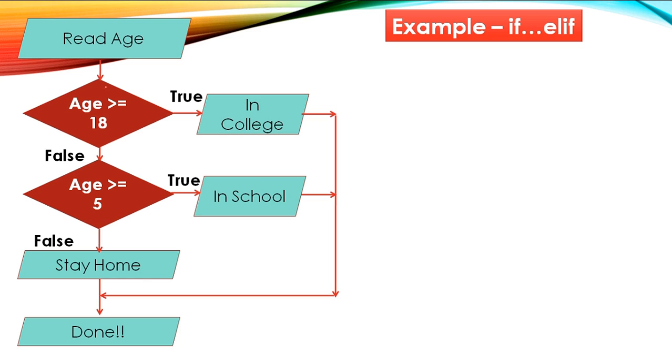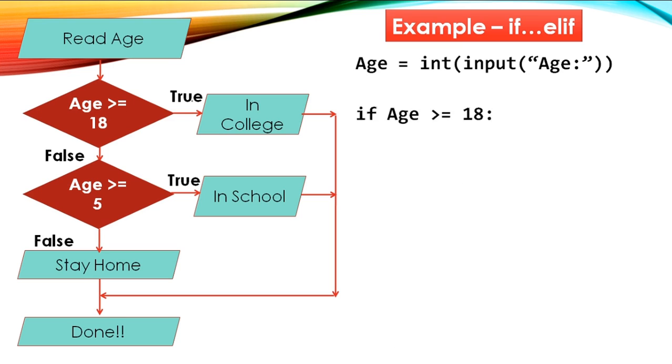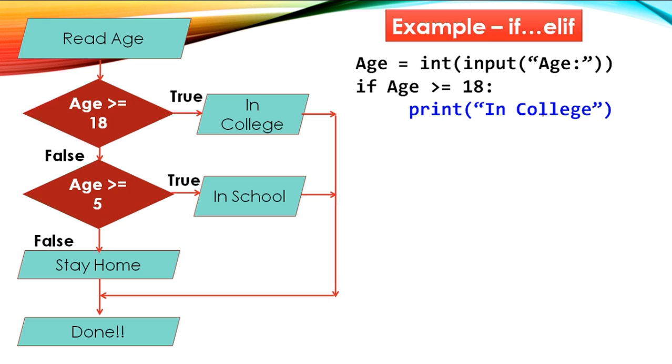So I'm going statement by statement. First we have to read the age, input age. Then after that I have to check a condition whether the age is greater than or equal to 18. The statement is if age greater than or equal to 18, then the statement to be displayed is in college. Print in college is displayed. And if the condition is false, I have to again check a second condition, age greater than or equal to 5. Then for that we have to use elif.